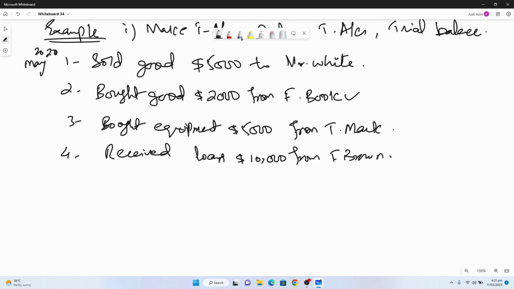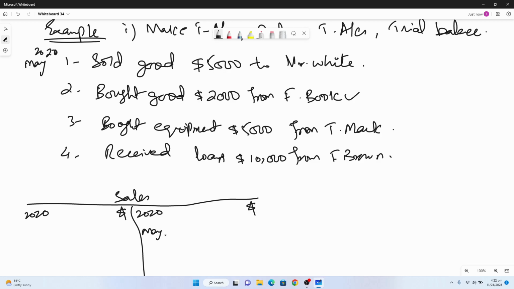Sold goods 5,000 to Mr. White, sorry. So I'll make two T accounts. One T account will be the sales T account. You just need to be good in the double entry system, and you can be good in the double entry system by practicing more questions. I've used 4 transactions in a question in order to show you how to make a trial balance. So I'll write it down, May 1st.